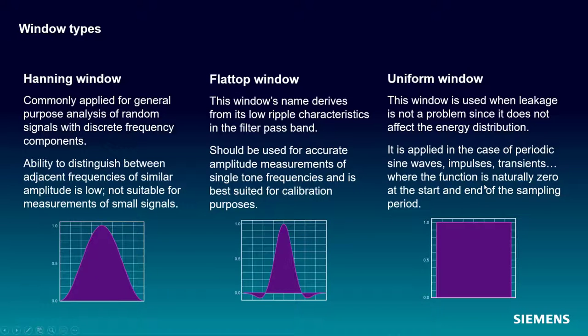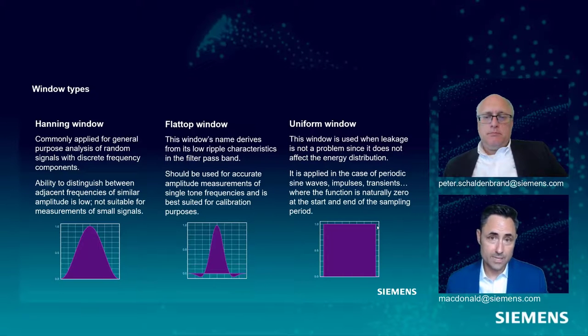Then there's something called the uniform window, which is essentially a value of one for the whole observation time. So you're applying a uniform window if you don't apply a window, right? The effect is exactly the same. And so you'd apply a uniform window when you know your signal is going to be zero at the beginning and zero at the end, again, in an impact testing scenario, okay?